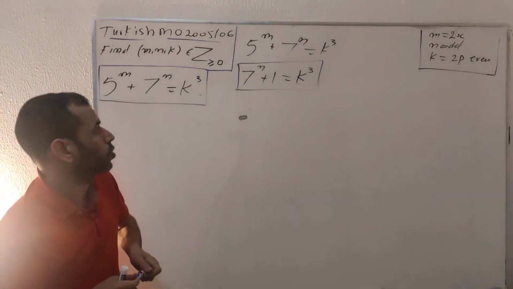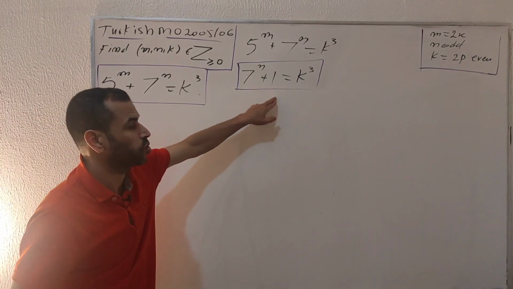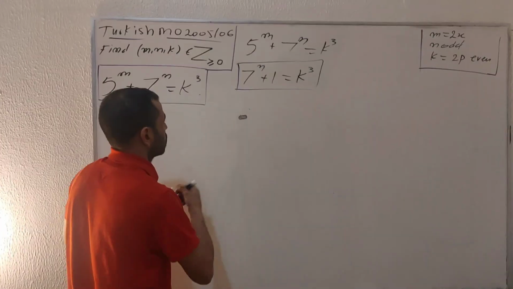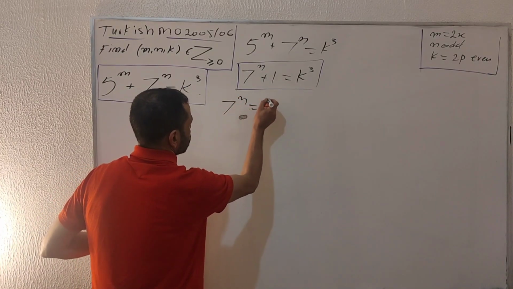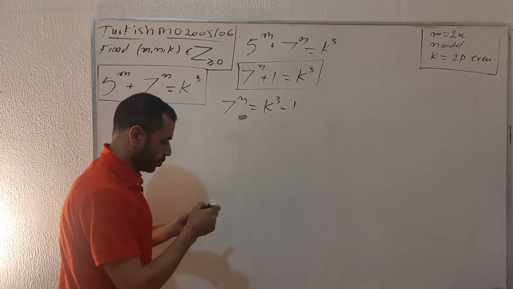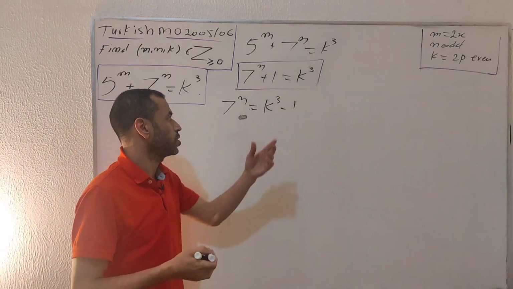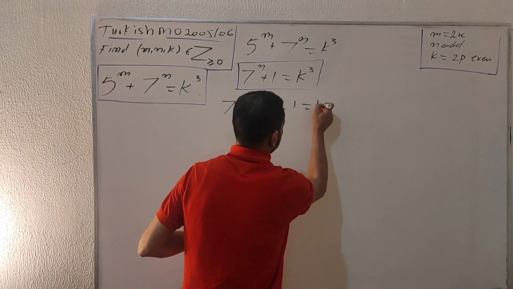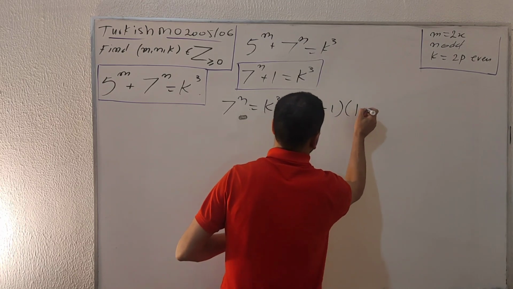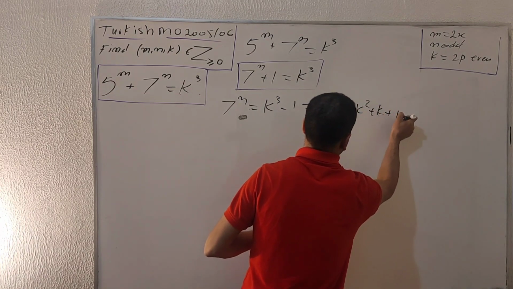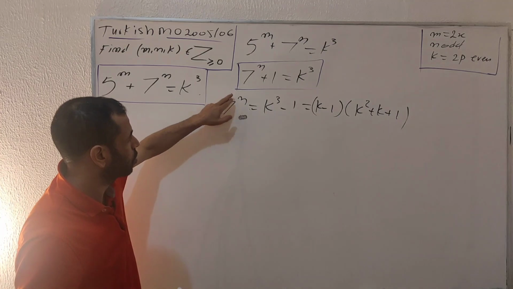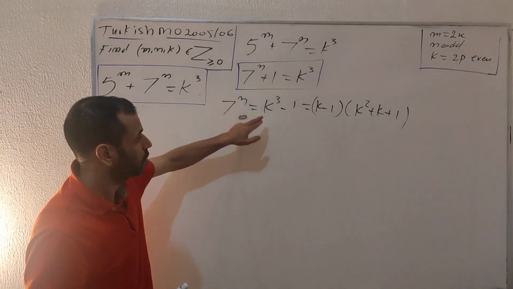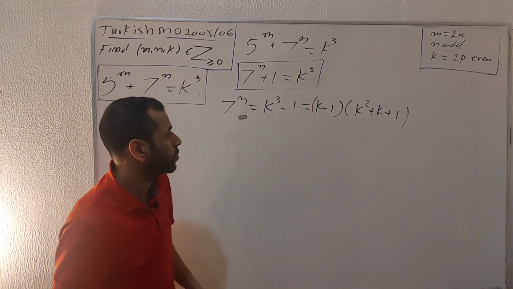So previously we were working on this equation and came up with this result. Now I'm simply going to move this number 1 to the right. I will get 7 to the n equals k cubed minus 1. Then it's easier now to factor this one. It is the same as k minus 1 times k squared plus k plus 1. If you take a look at both sides of this equation, the left hand side is a power of 7, which means the right hand side must be a power of 7 as well.